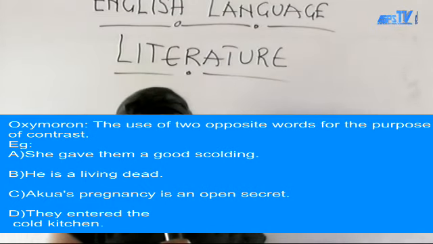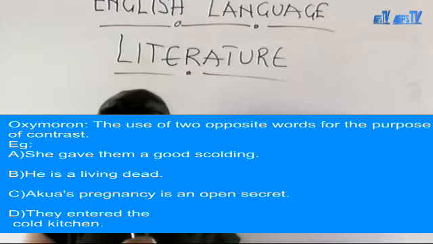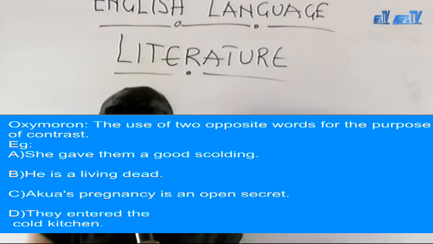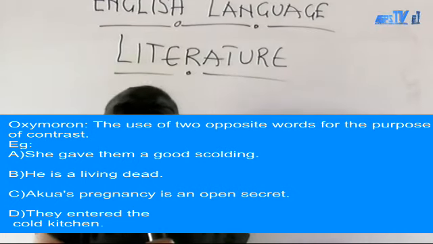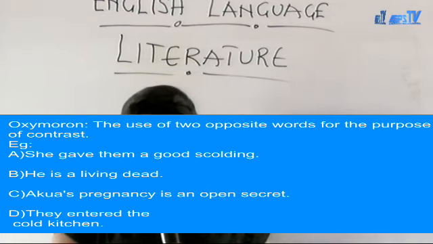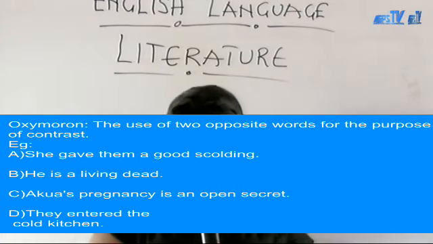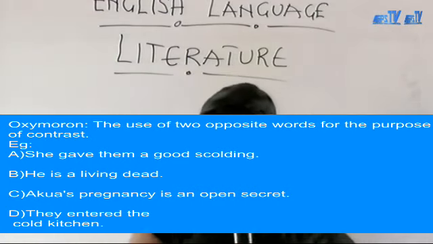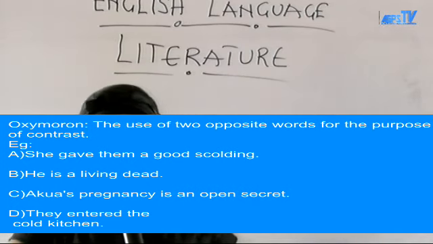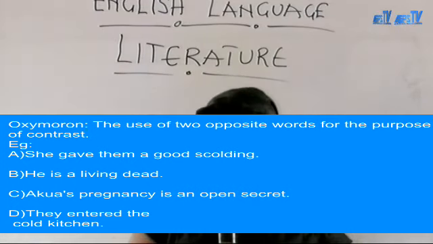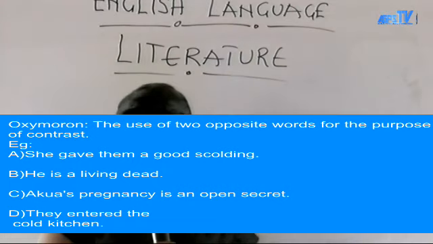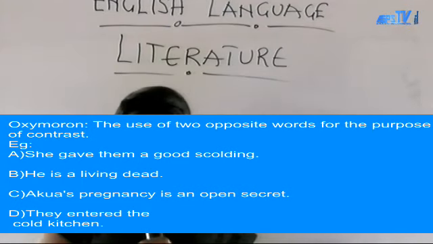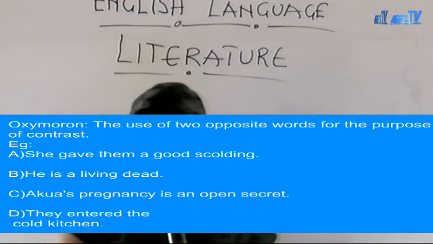That is when we are combining two opposite words to make a meaning. We have our example: she gave them a good scolding. Good, we know, is an adjective, and scolding is a verb. When you are being scolded, you are being shouted upon. So how can being shouted upon be a good one? When you are shouted upon, you frown. But here we have used good and scolding. When we use these two opposite words together, we call it oxymoron.